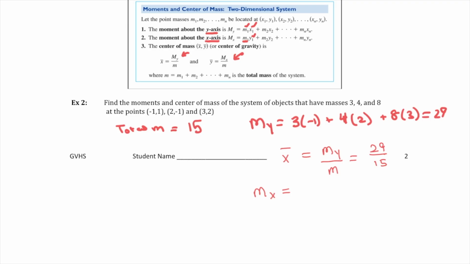Now, the y bar is going to come from the moment about your x-axis, and in that case, we're going to have, once again, mass 3 times 1 plus mass 4 times -1 plus mass 8 times 2, which will add up to give us 15.